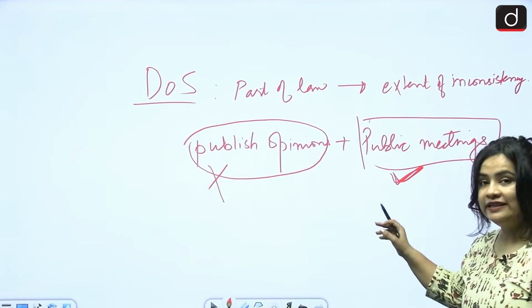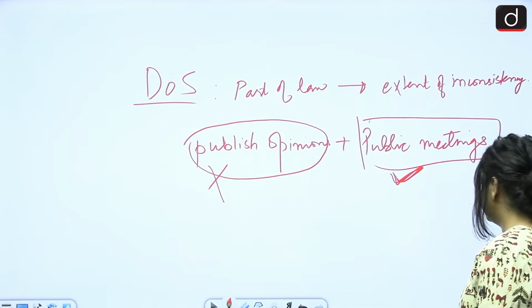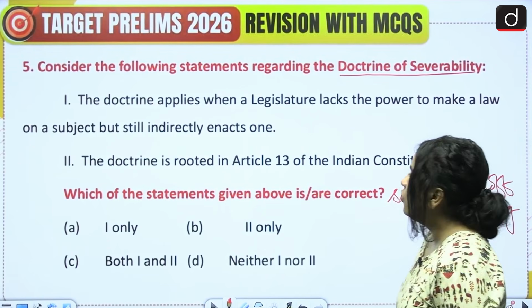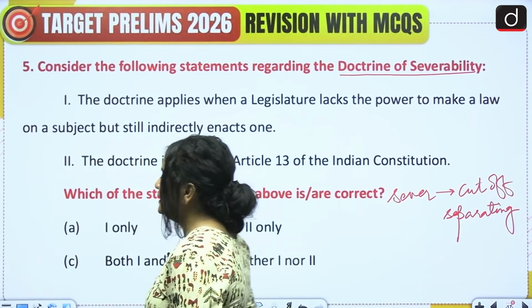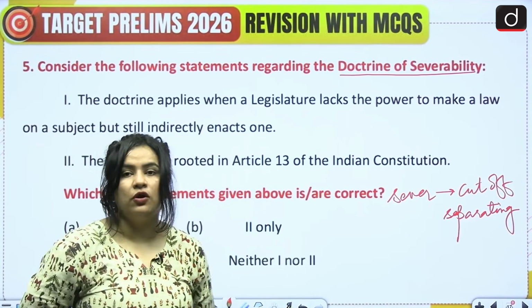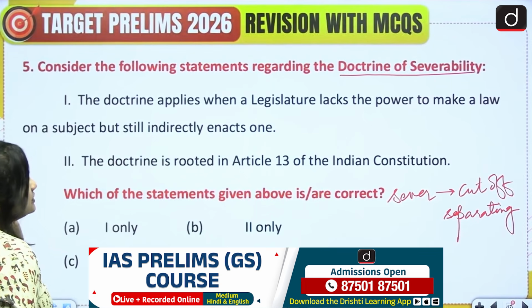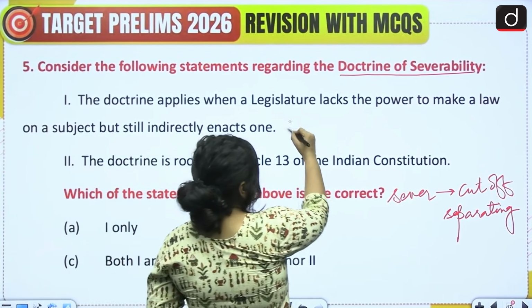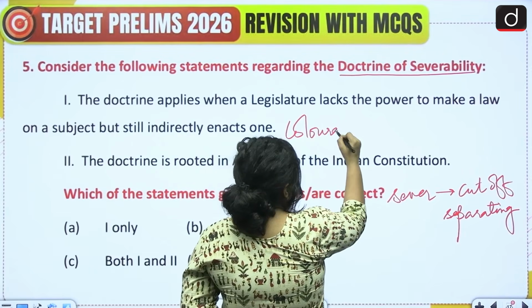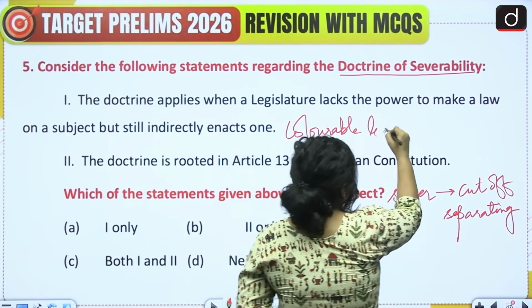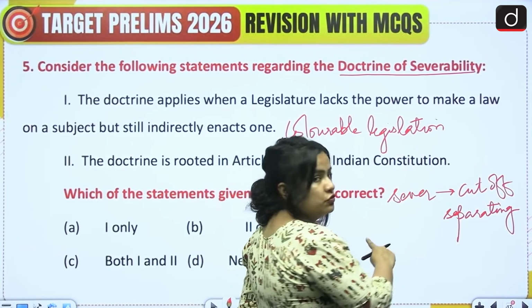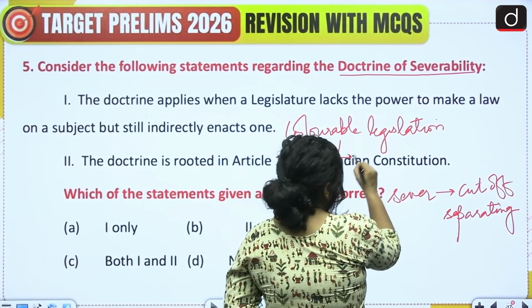Now that that is clear, let's go back to our question. Statement 1 says the doctrine applies when a legislature lacks the power to make a law on a subject but still indirectly enacts one. No, students, this is not what severability means. This in fact is a description of colorable legislation. This is the doctrine of colorable legislation. What is colorable legislation? This is also called fraud on the Constitution.